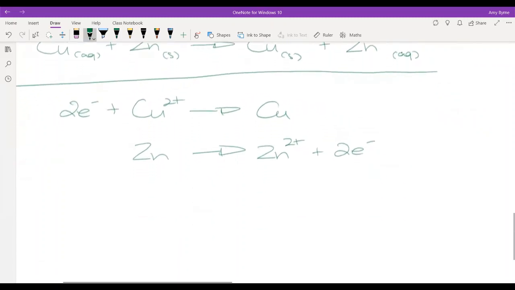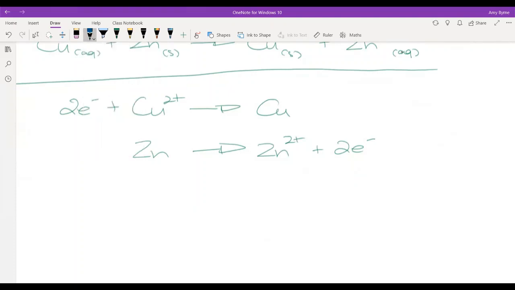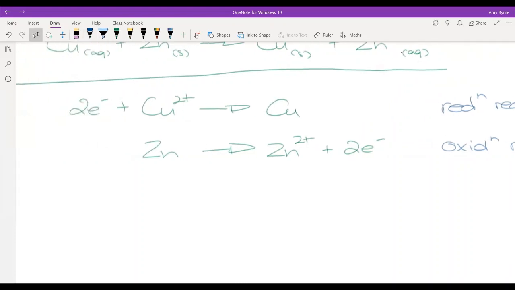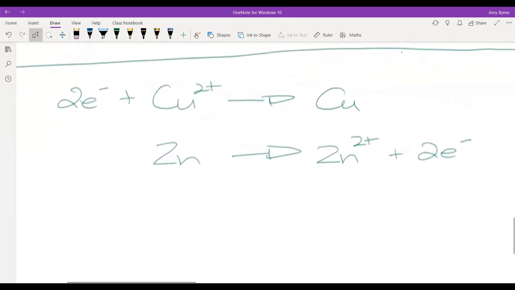So let's define our oxidation and reduction reactions. Oxidation is the loss of electrons, so oil. So this is my oxidation. Reduction is the gain. So this is my reduction reaction. Sorry, oxidation and reduction refer to the reaction. But let's talk about this in terms of what causes oxidation or reduction.